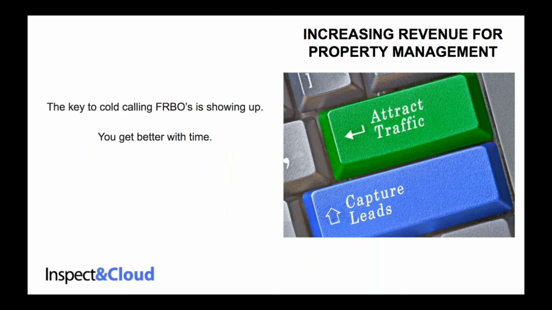So the key to calling the furbos is just really showing up. You get better with time. And so our recommendation to you is hold your people accountable. Announce the numbers on a monthly basis. This would amount to 12 meetings a year, and you get your team involved, because they're the ones helping you talk to these owners, handling the incoming calls.